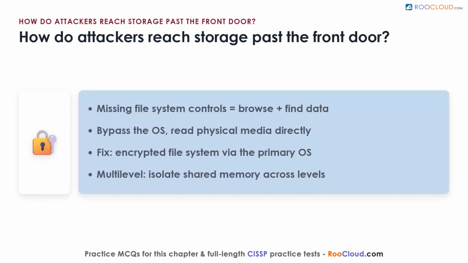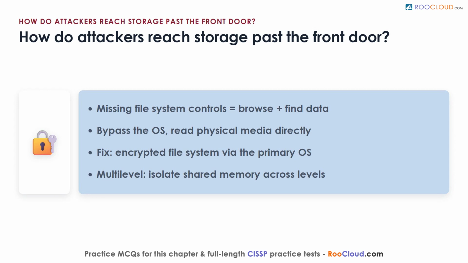How do attackers reach storage without going through the front door? The most basic threat is illegitimate access to storage resources, and it exists no matter what kind of storage you use. If administrators fail to set proper file system access controls, an intruder can stumble onto sensitive data just by browsing the file system. In more sensitive settings, you must also guard against attackers who bypass operating system controls entirely and read the physical media directly.